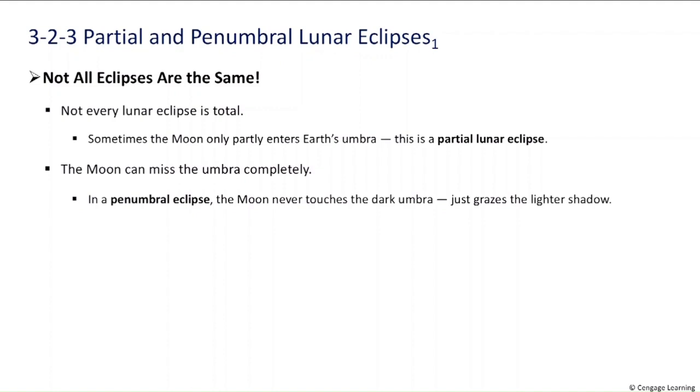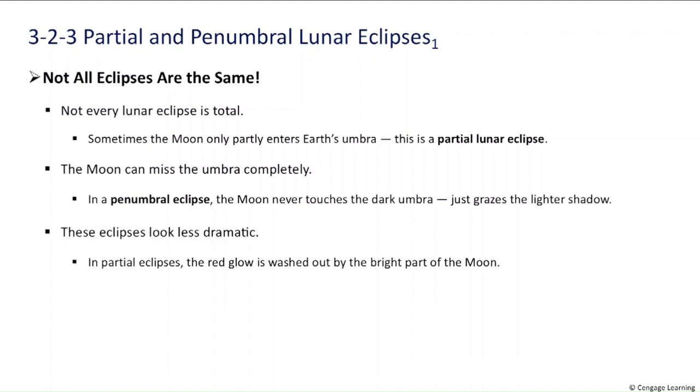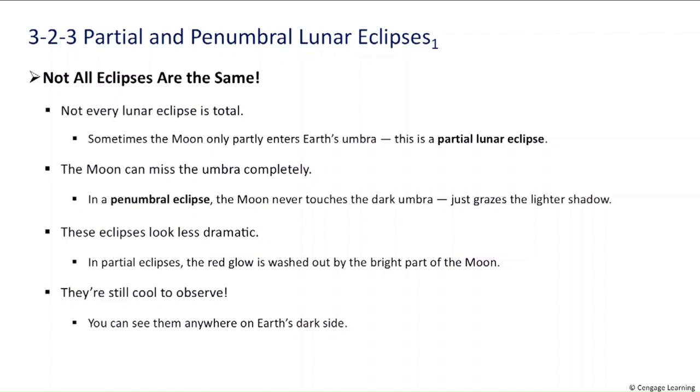In a penumbral eclipse, the moon passes through Earth's lighter shadow. Most people don't even notice it unless they are paying really close attention. You might not see that cool red glow like you would during a total eclipse, because the bright part of the moon can overwhelm the shadowed area. Even though they are not as dramatic, partial and penumbral eclipses are still amazing and easy to spot if you know when to look. Alright, now that we know what types exist, let's check out when and where you can actually see them.